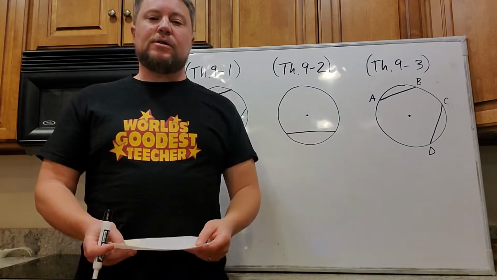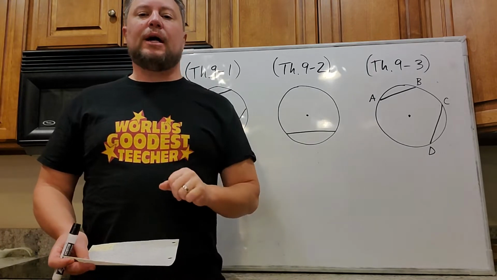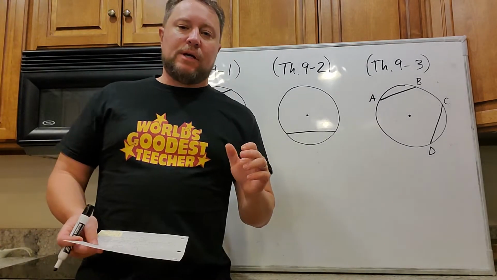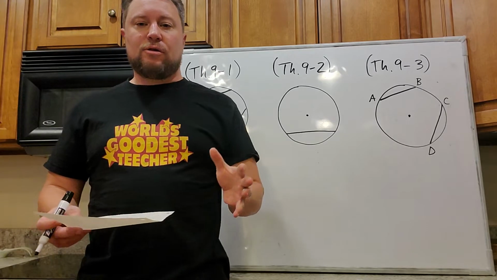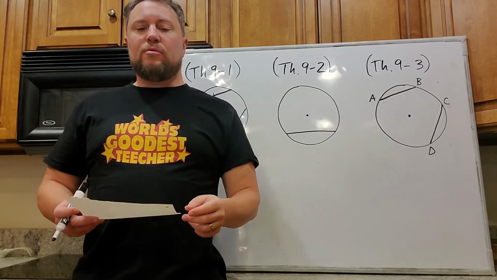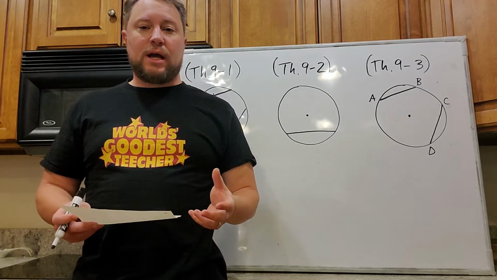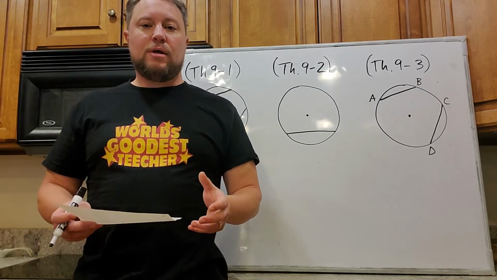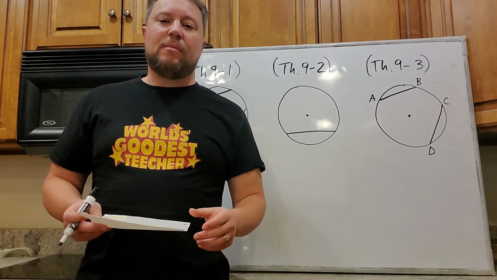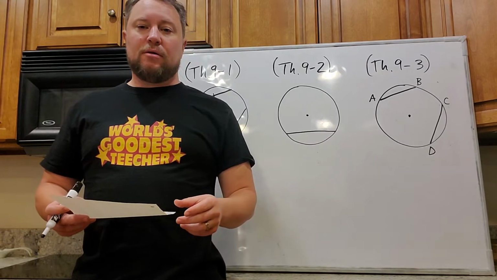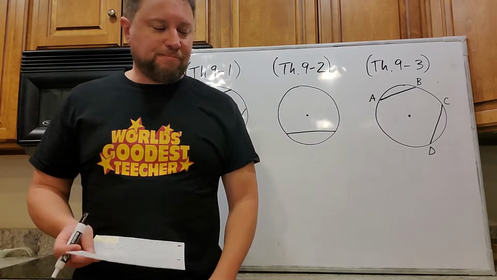We are now up to Section 3 of Chapter 9. And again, remember, Chapter 9 is focused entirely on circles. And in this section, we're going to talk about arcs and chords of a circle and some relationships that they might have with each other within a circle.